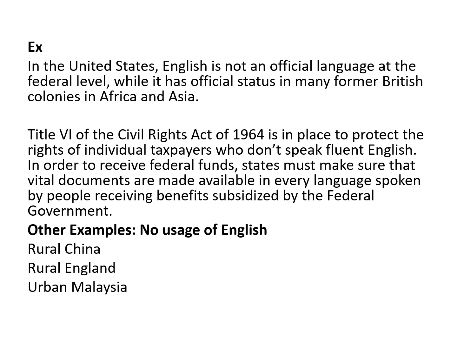There are some other examples. In the United States, English is not an official language at the federal level, while it has official status in many former British colonies in Africa and Asia. For example, Title VI of the Civil Rights Act of 1964 is in place to protect the rights of individuals, taxpayers who do not speak fluent English. So, in order to receive federal funds, states must make sure that vital documents are made available in every language spoken by people receiving benefits subsidized by the federal government. There are some other examples where English is not in the scene: rural China, rural England or urban Malaysia. English is not in the perspective of those areas. These are exceptional lands.